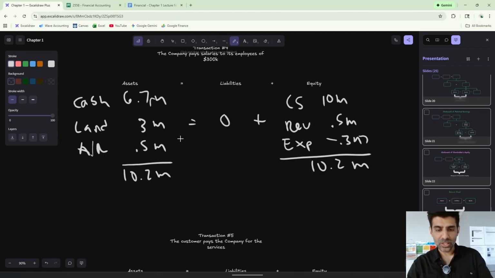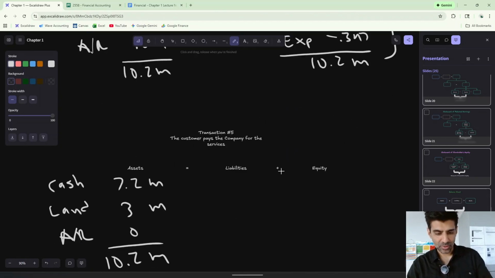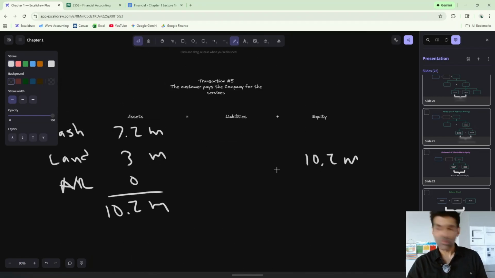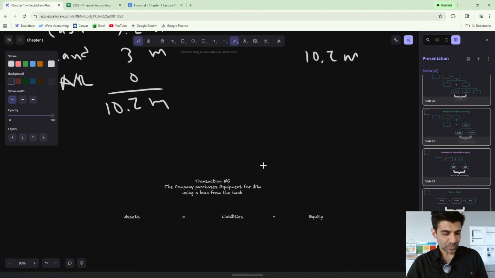And nothing really changed on this side. Okay, so this is still 10.2 also. All this stuff is 10.2. So we're still balanced. Okay, everyone get that? Everyone cool with that? Okay?